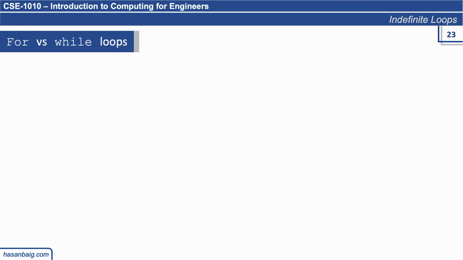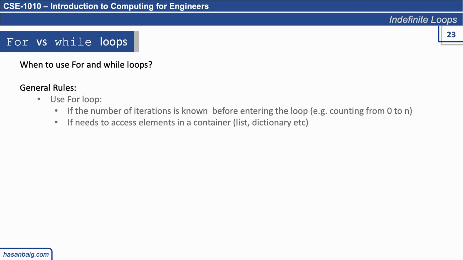So for versus while loop, when to use a for loop and a while loop. The general rule is that you should be using for loops when the number of iterations, the number of times you want to execute a certain piece of code, is already known before entering the loop. So for example, you have to run a loop 100 times, so you should be using for loops. And if you need to access the data in a container, you should be using for loops.